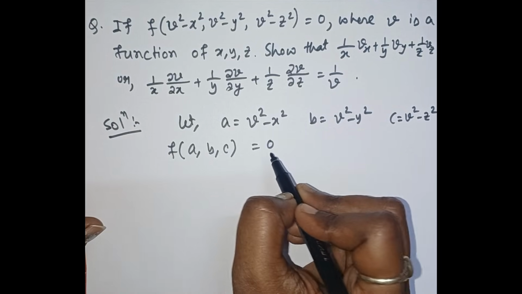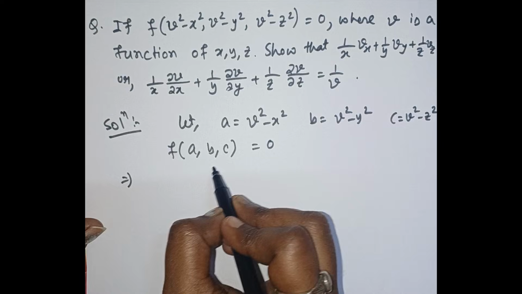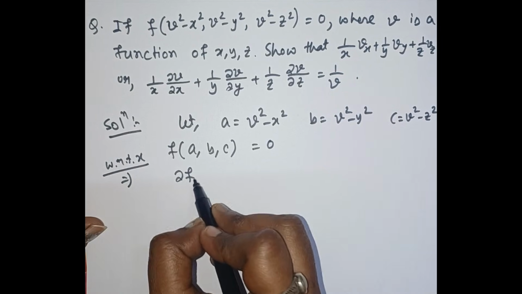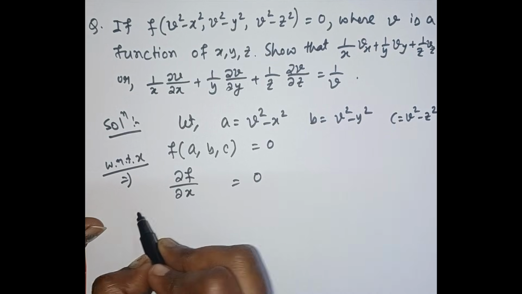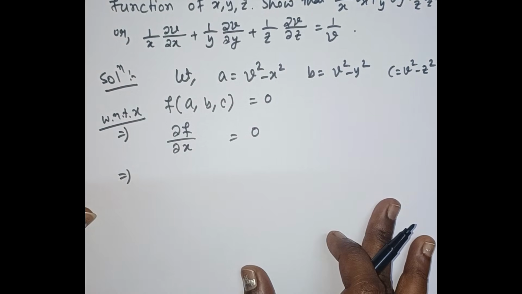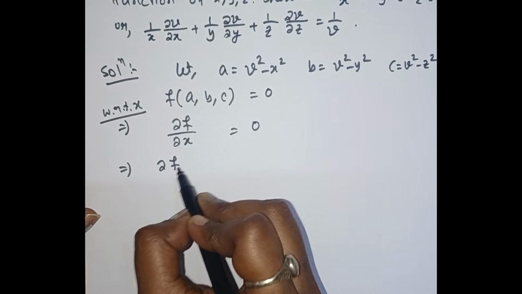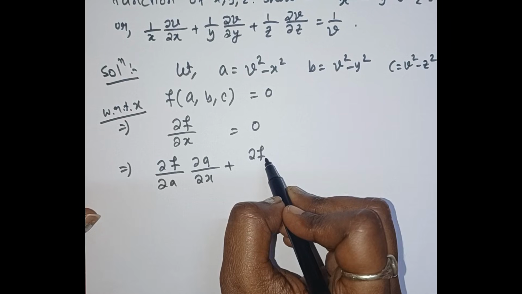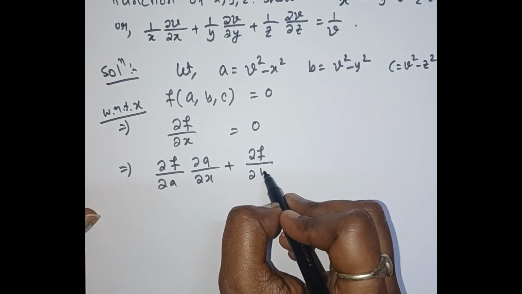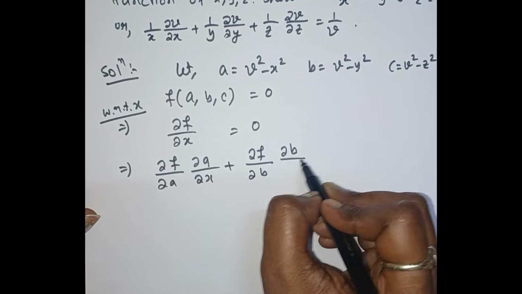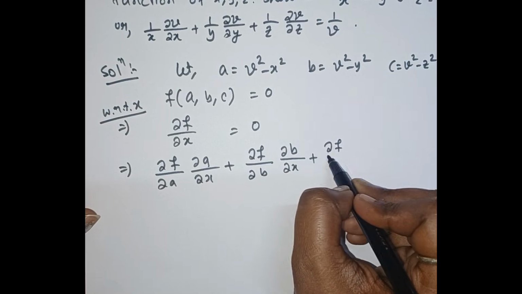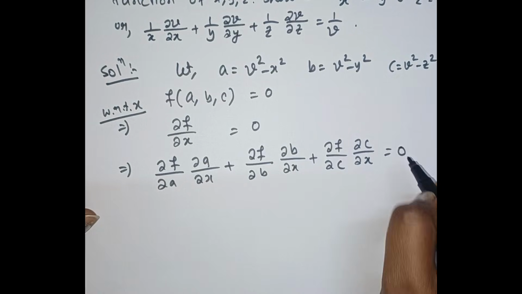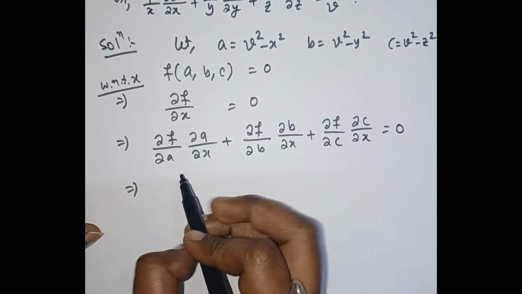You have to take a, b, c. So now f is a function of a, b and c. So if we differentiate with respect to x, then del f del x will be equal to 0, because the right hand side is 0. Now we will use the chain rule. Del f del x is actually del f del a del a del x plus del f del b del b del x plus del f del c del c del x. Why? Because f is a function of a, b, c, and a, b, c are functions of x, y, z, and the right hand side is 0.